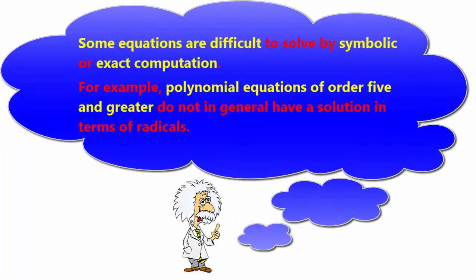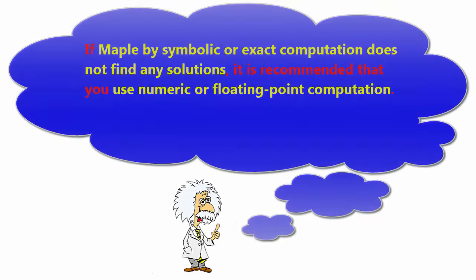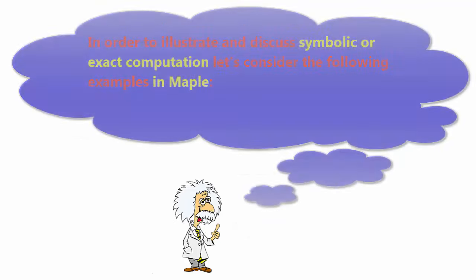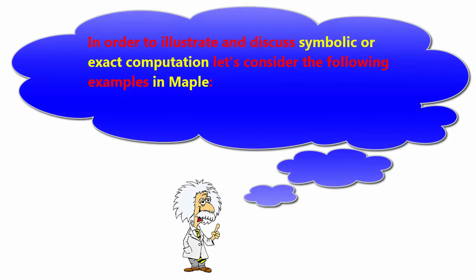Some equations are difficult to solve by symbolic or exact computation. For example, polynomial equations of order 5 and greater do not in general have a solution in terms of radicals. If Maple by symbolic or exact computation does not find any solutions, it is recommended that you use numeric or floating point computation. In order to illustrate and discuss symbolic or exact computation, let's consider the following examples in Maple.